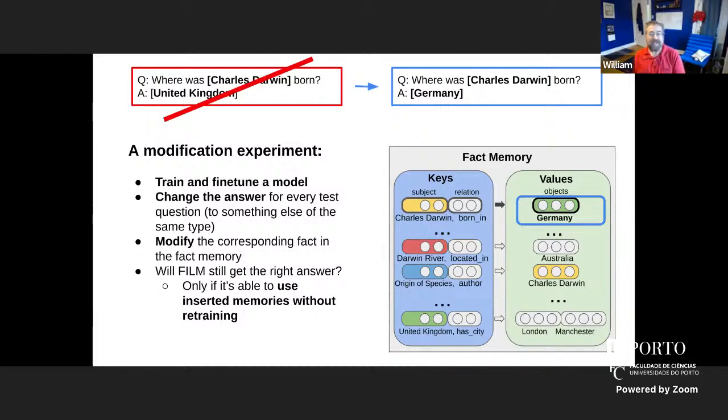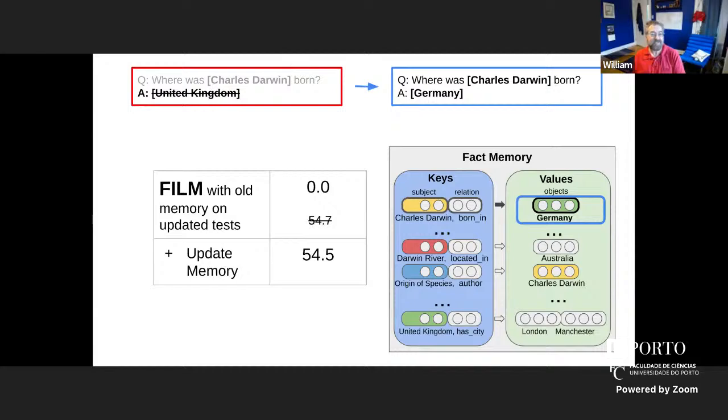Okay. Of course, we don't really know what this fact-injected language model does, because it's a language model. It's using all sorts of neural magic to get its answers.